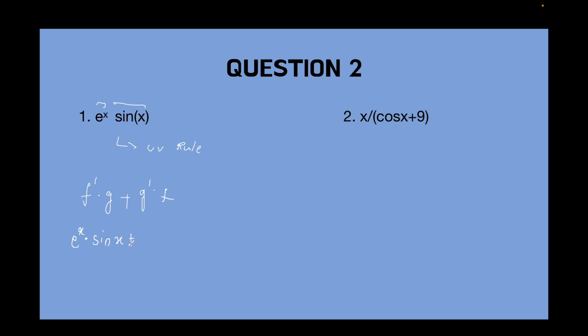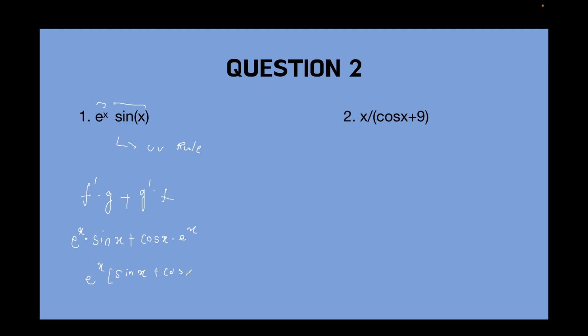Now, listen to me carefully. What I will do, I will differentiate the second function. Differentiation of sin is cos. Keep the first function as it is. That's it. If you want to simplify, you can take e power x outside. You can write it as sin x plus cos x.